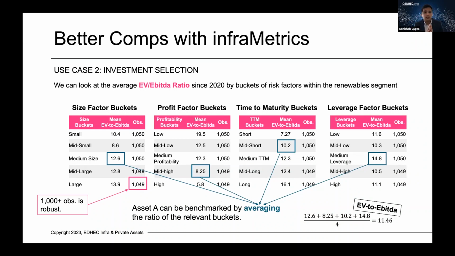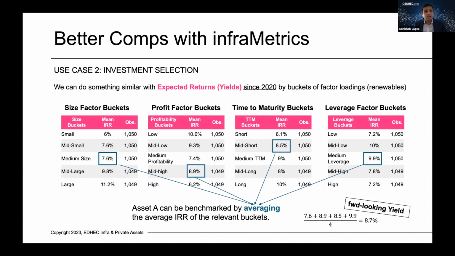What you have said is, yes, this asset has certain characteristics, so we are going to find similar renewable energy projects in the market. We are going to look at their valuation ratios and create a benchmark based on that. So this approach is a bit more granular than what we did earlier in use case 1, but also more precise. And you can do the same thing, not just for valuation ratios, but also for expected returns.